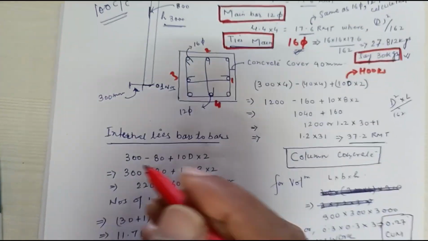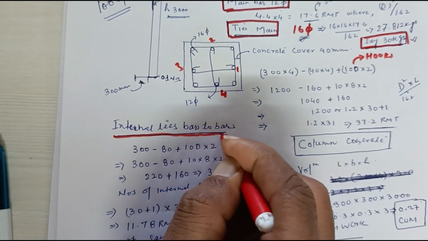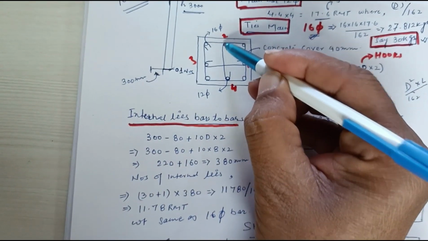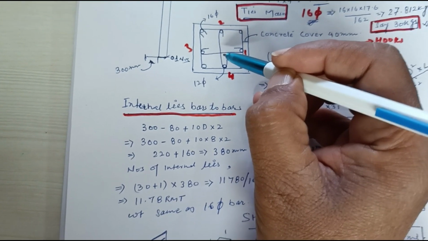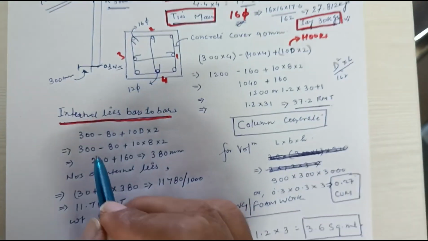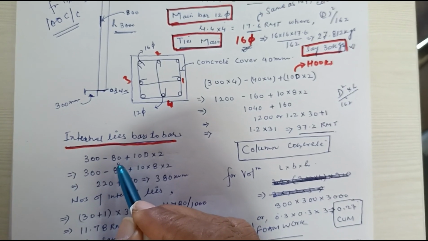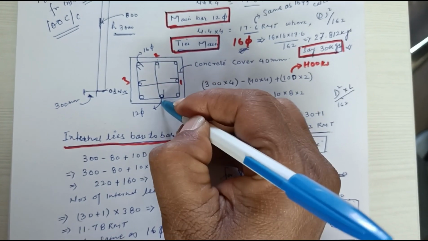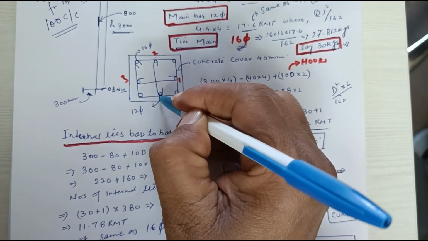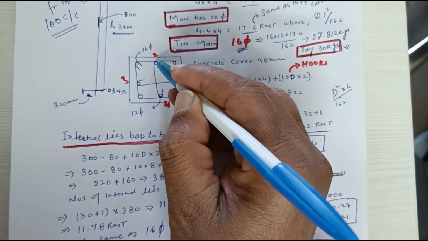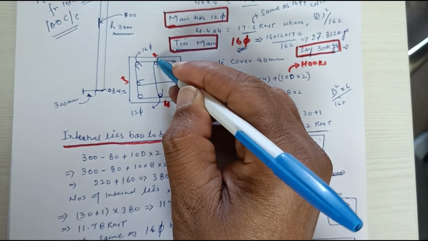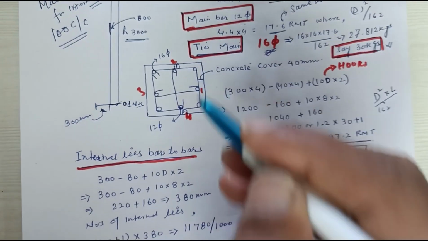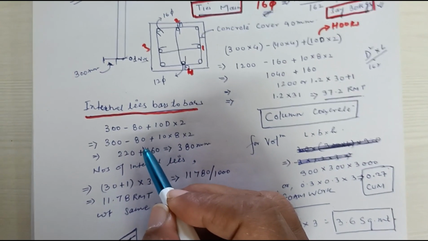Now we are talking about the internal ties. Okay, now this is internal ties. How to find out the internal ties? This is very simple. This is column length and breadth, we know 300 mm, right? Then 300 mm minus 80. 80 is what? 40 cover is here and 40 cover is here. Because this tie is holding both reinforcement, this main bar and this main bar. Okay, so here is number 1, 40, and here is number 2, 40. Both places 40 mm we have to deduct.